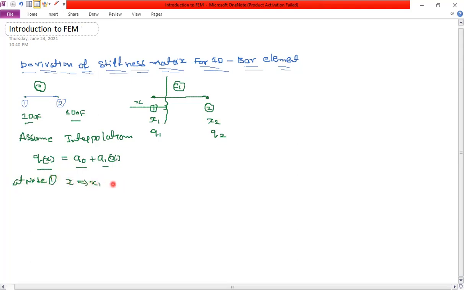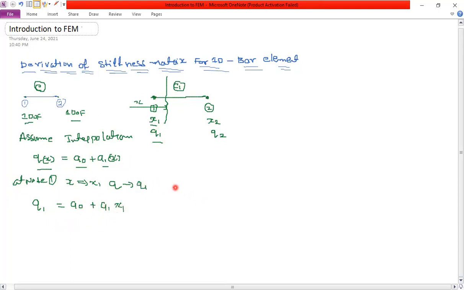Therefore, at node 1, x becomes x1, and q also becomes q1. At node number 1 it has the x1 coordinate and q becomes q1. So if you write the interpolation function at node number 1, it can be written as q1 equals a0 plus a1 times x1.